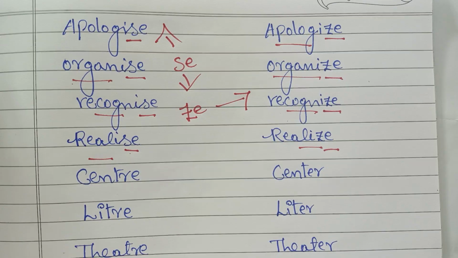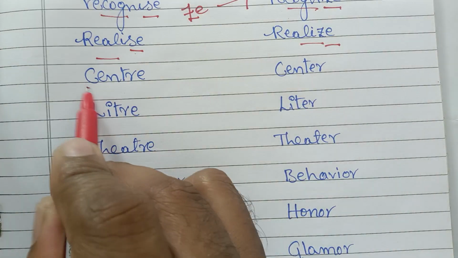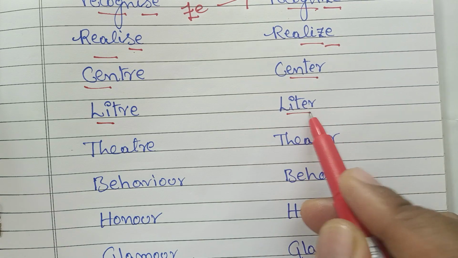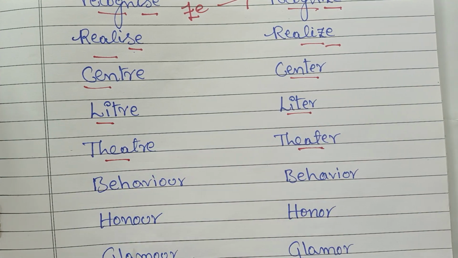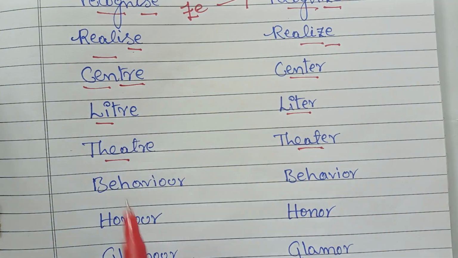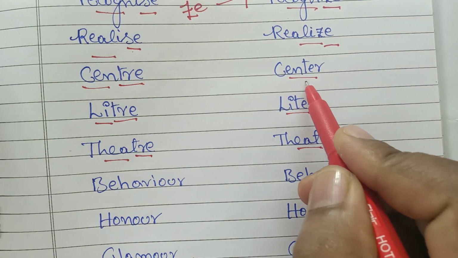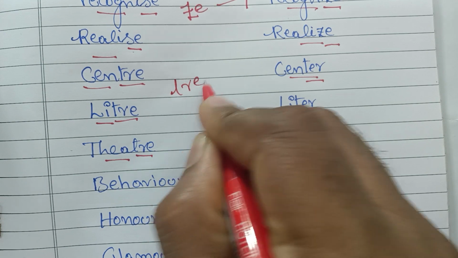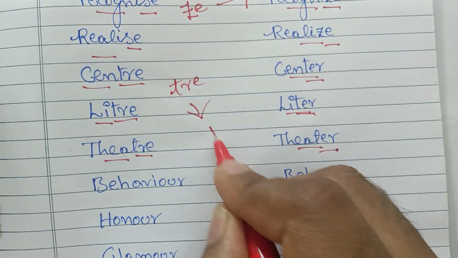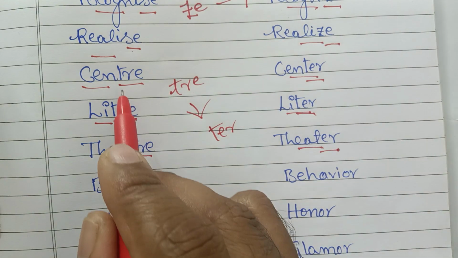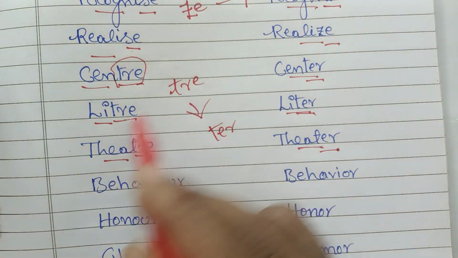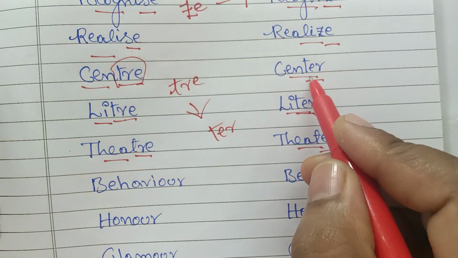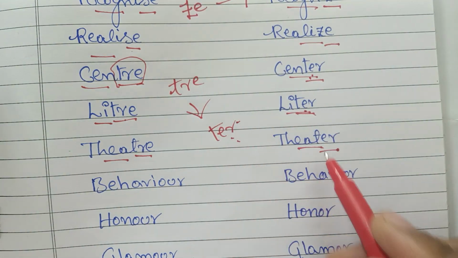Another clue. Next one: centre, centre, metre, metre, theatre, theatre. So what is the difference you find? All these British words end with TRE, but in the counterpart, TER. So the words which end with T, R, E in British end with T, E, R in American. TRE in British, and in the American spelling it is TER.